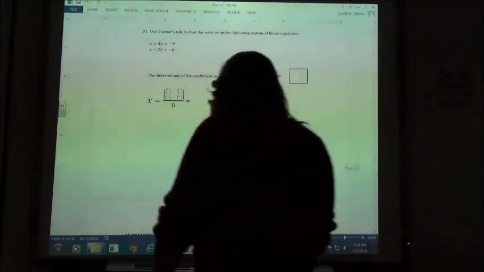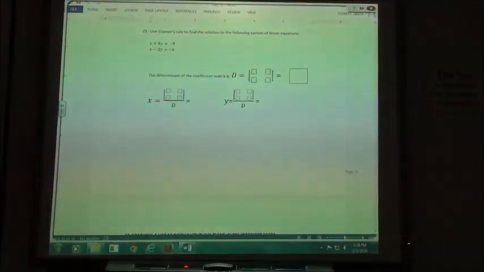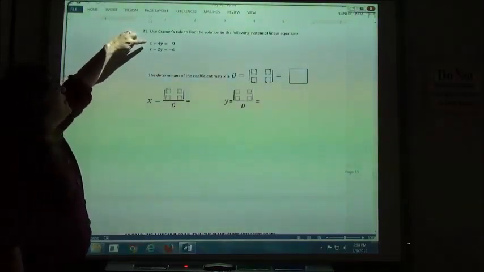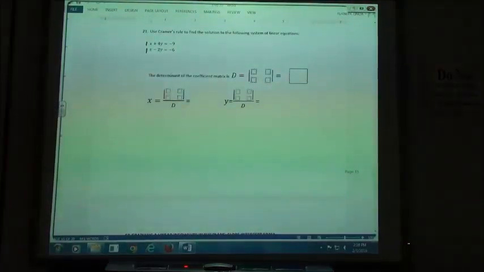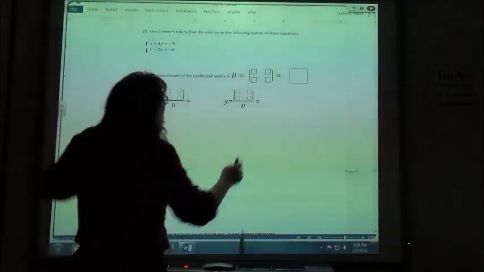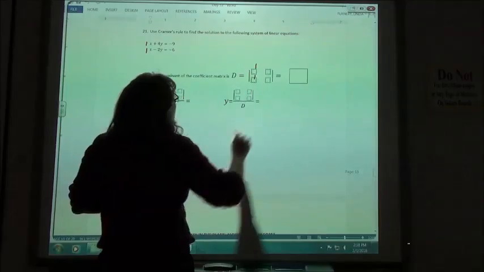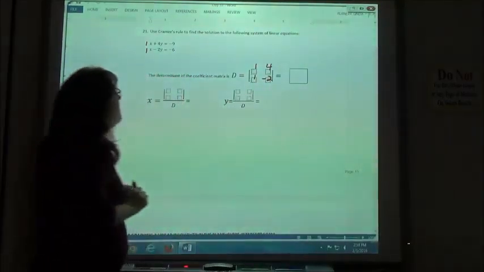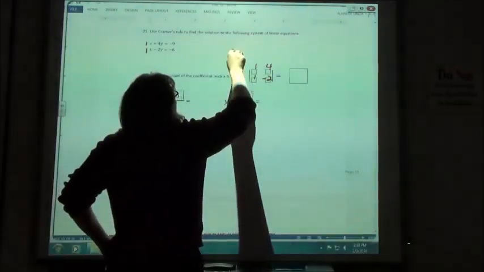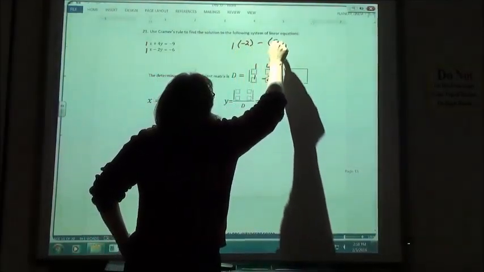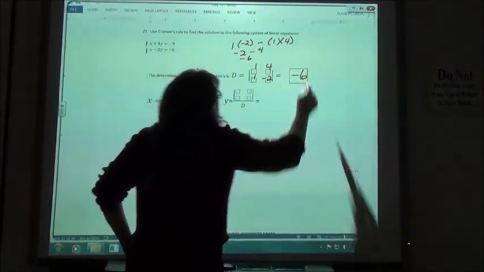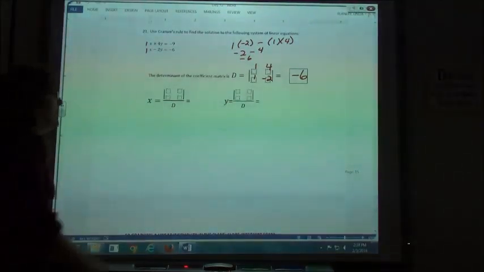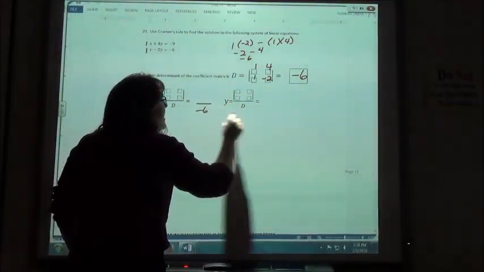Number 21, we're using Cramer's rule to find the solutions to the following systems of equations. So keep in mind that x means I have 1x, and so 1x plus 4y equals negative 9, and 1x minus 2y equals negative 6. My determinant for D, in my x column I have a 1 and a 1. In my y column, I have a 4 and a negative 2. So subtracting my cross products. 1 times negative 2 minus 1 times 4. Negative 2 minus 4 gives me negative 6. So negative 6 is the value for D. So on the bottom of these fractions, we're going to have a negative 6.